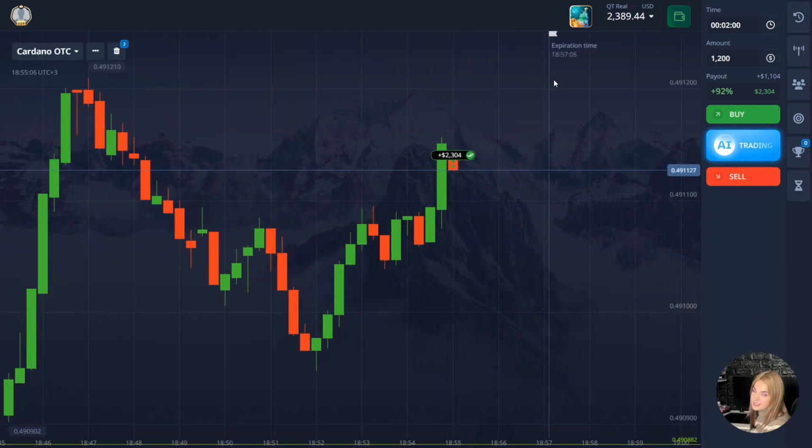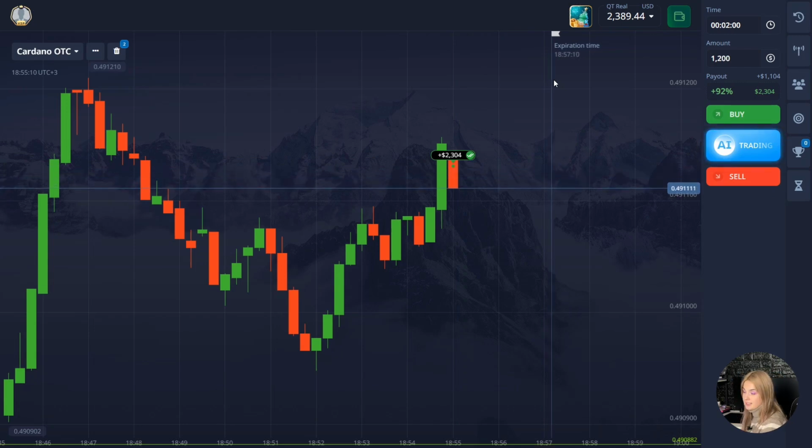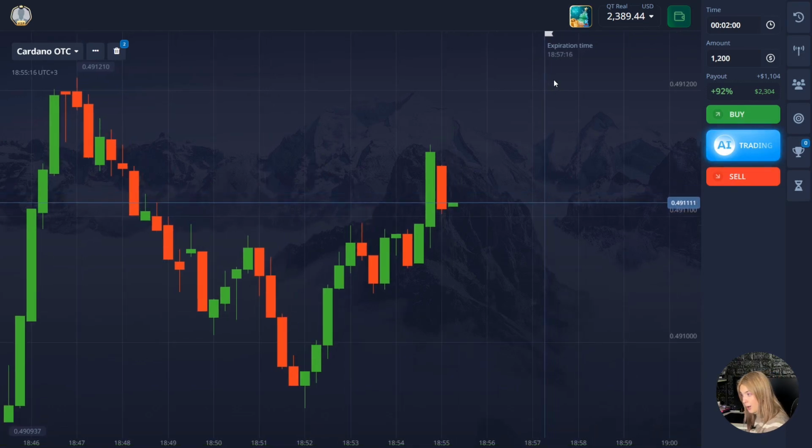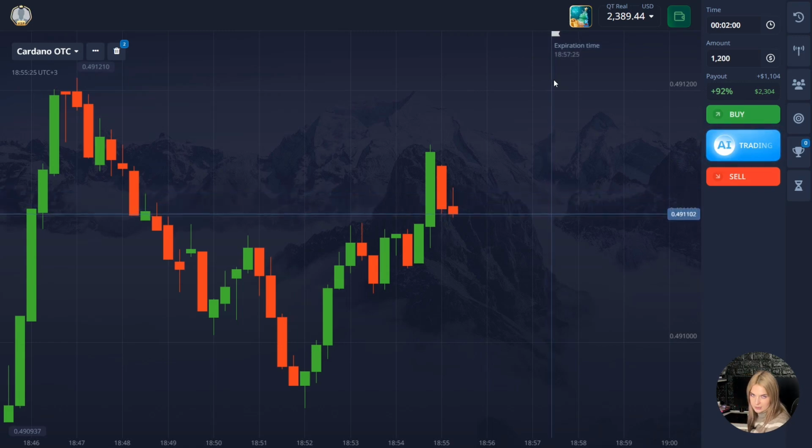Well, my dear traders, that's amazing. As you can see, our price has fallen to the consolidation zone, but in the last seconds of the deal, it made an upward momentum, and that's how our deal closed higher than the opening point. Guys, we got the profit here, and let's continue.